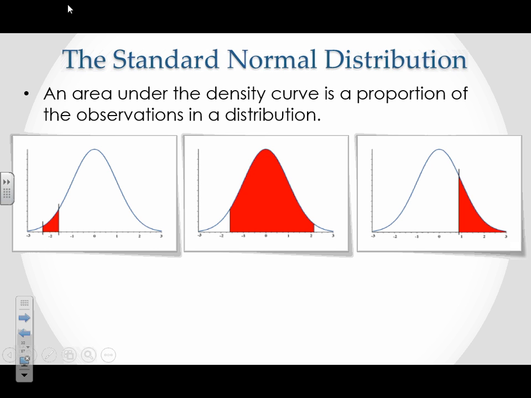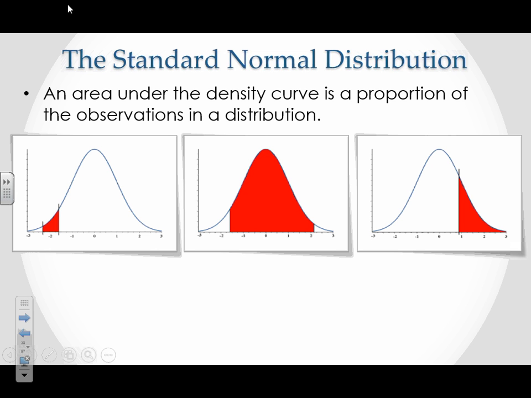What percent of values lie between negative 1.6 and 2.1? What percent of values lie greater than 1 standard deviation? Things like that. So when we talk about what percent of observations fall within a certain range of values, we're talking area under the curve.